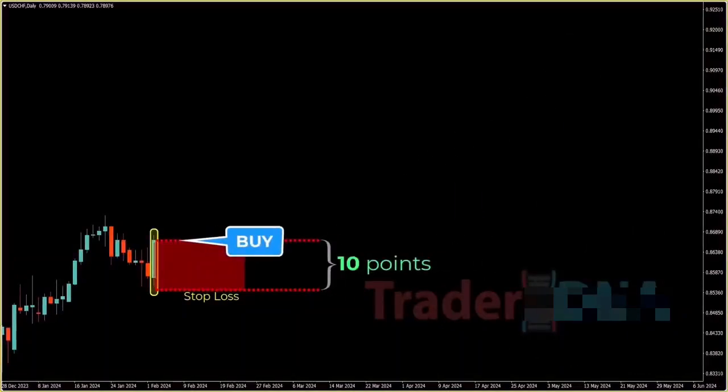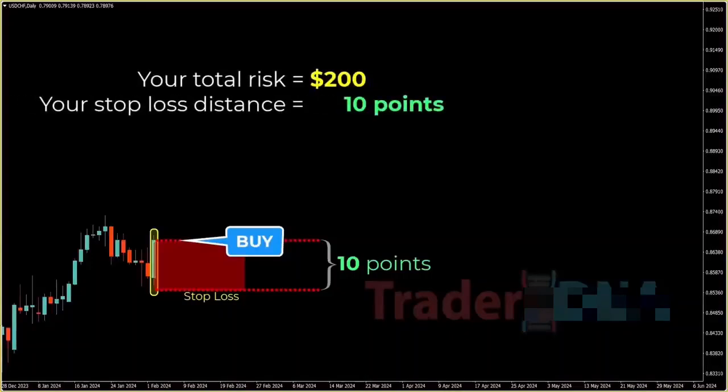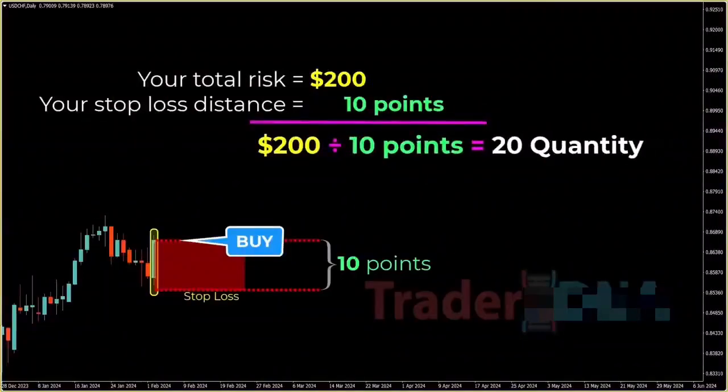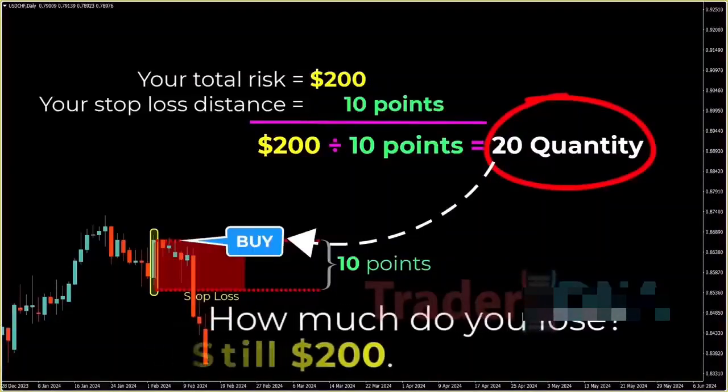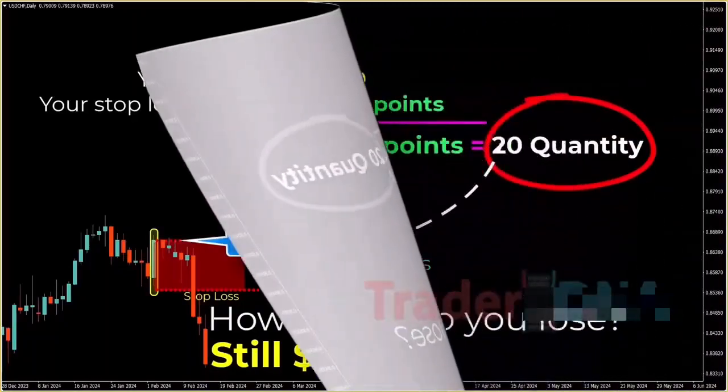Now, connect everything. Your total risk equals $200. Your stop loss distance equals 10 points. So what's your position size? Super simple. 200 divided by 10 equals 20. That means you enter with 20 quantity. Now look at the power of this. If the market moves against you, your stop loss gets hit. How much do you lose? Still $200, not $500, not $1,000, just $200. Which means what? Your risk management is under control. You are not gambling. You are not exposing your account to big losses. You are controlling your trading using simple, precise math. And here's the best part. This exact concept, you can apply it to every single trade you take.